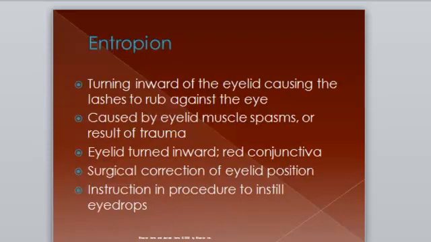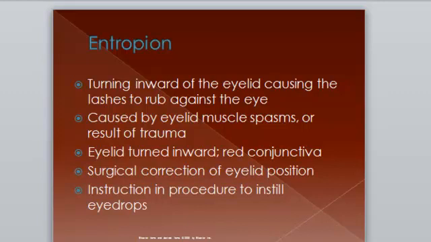Entropion, the way I remember is it's in towards, turning inward, which is opposite of ectropion. So entropion is turning of that eyelid, causing the lashes to rub against the eye. It's caused by eyelid muscle spasms, or as a result of trauma.